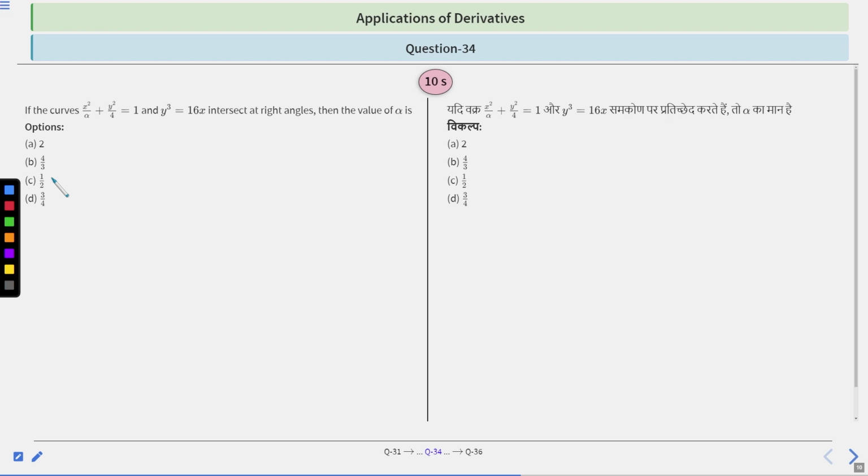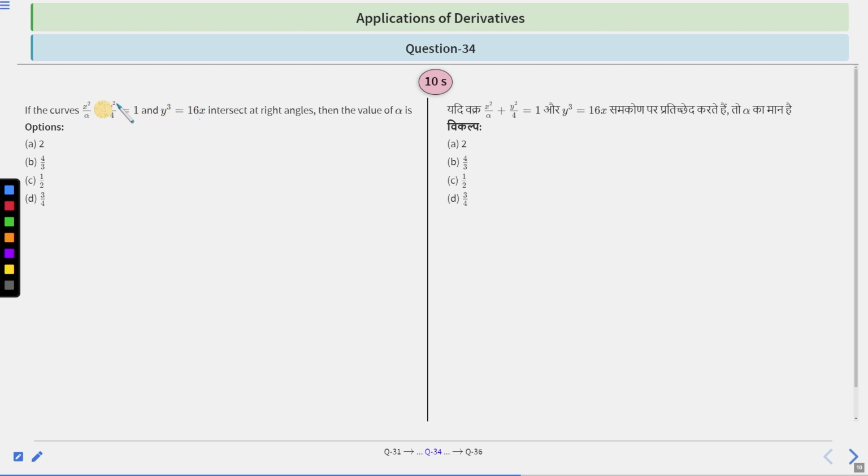Question number 34, which says: if the curves x square upon alpha plus y square upon 4 is equal to 1 and y cube is equal to 16x intersect at right angles, then the value of alpha is, again C. Again the hint of this question is C. We are given two curves, right? And the curves intersect at right angles, or the curves are orthogonal, it is the same thing. So first we will calculate m1 by differentiating throughout this equation, right? So dy by dx of this equation will be m1 and dy by dx of this equation will be m2.